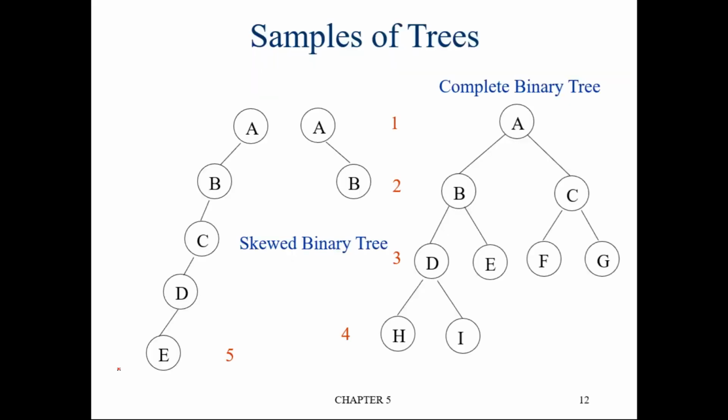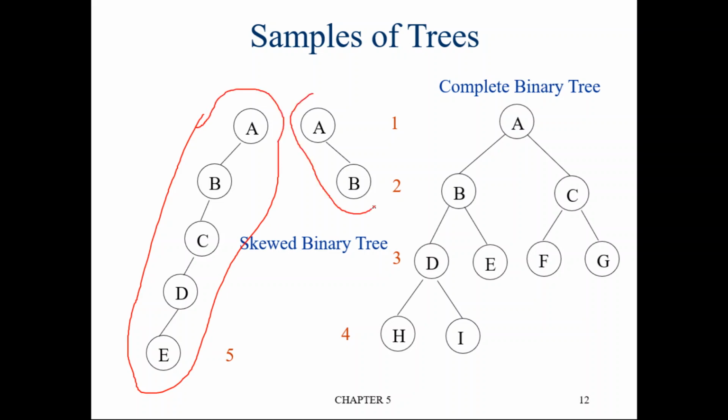Here are some sample trees. If you see this tree, this type of tree is called a skewed tree. This is an example of a skewed binary tree. This is also a skewed binary tree, because every node has only a left child. A has a left child, B has a left child, C has a left child, D has a left child. So this is skewed towards the left, whereas this tree is skewed towards the right.